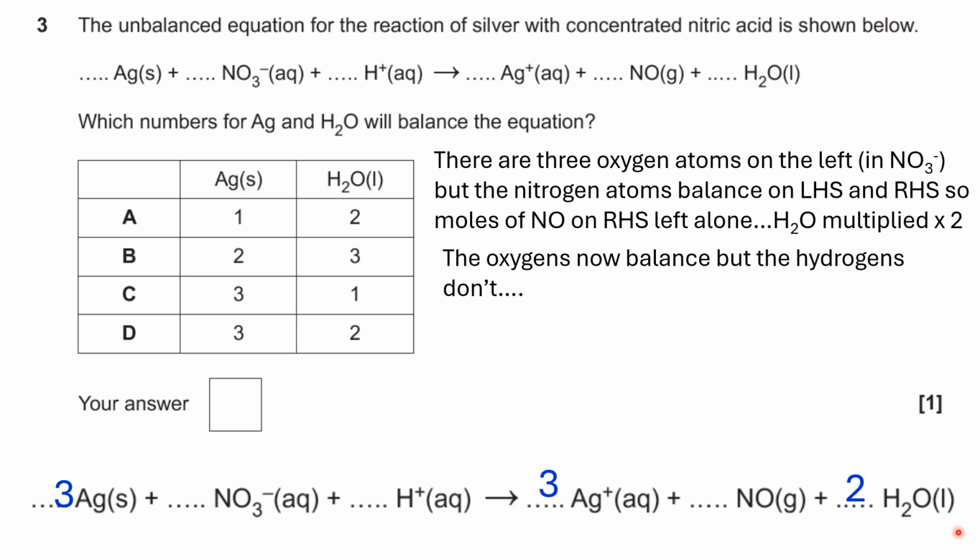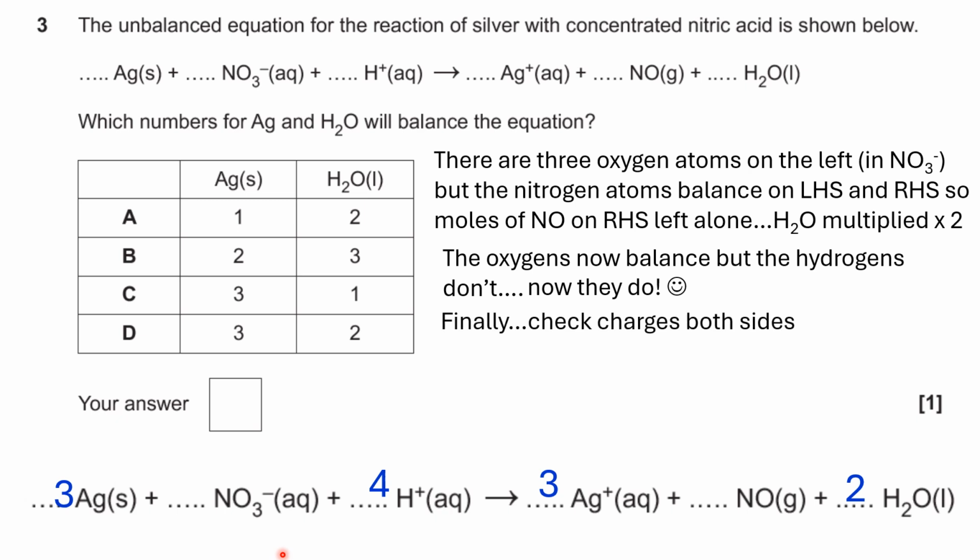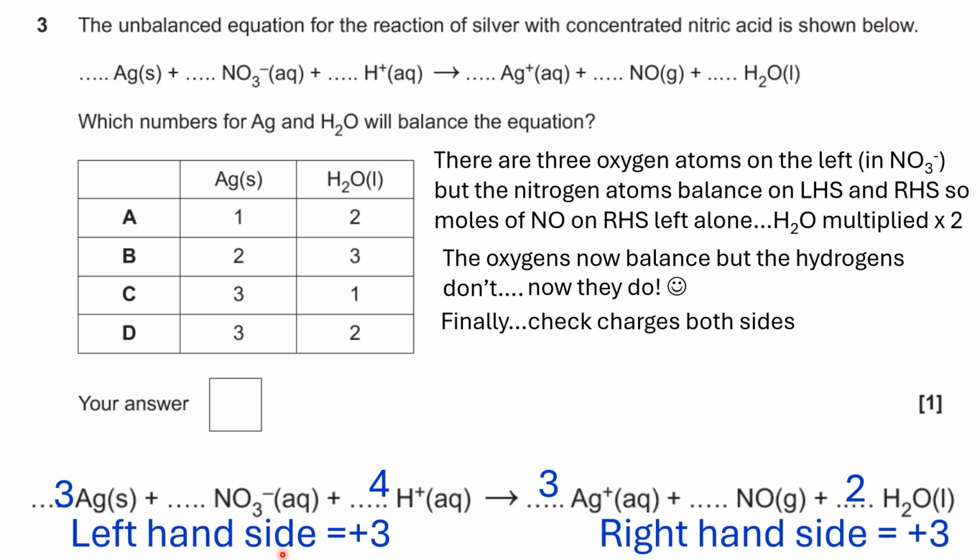So if you now look on the left-hand side, you can see the hydrogens don't balance because there's 4 hydrogens on the right-hand side locked up in 2 water molecules, but we haven't put a number in front of the H plus on the left. So if we sort that out by putting 4 in front of the H plus, that now means that the hydrogens balance. So finally, to make sure that this is the actual equation we want, you check the charges both sides. On the left-hand side, you've got a -1 in the nitrate ion, but you've got 4 H pluses, so overall it's +3. On the right-hand side, the only thing that's charged is the Ag plus, and there are 3 of them, so that means +3 on the right-hand side. So this equation is now complete.